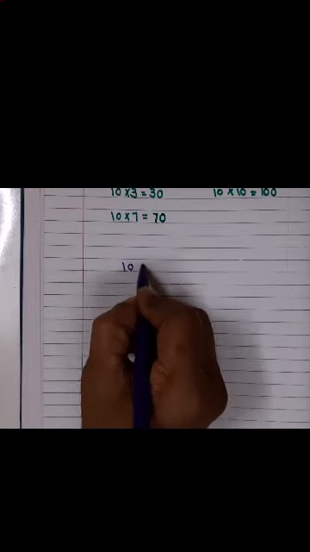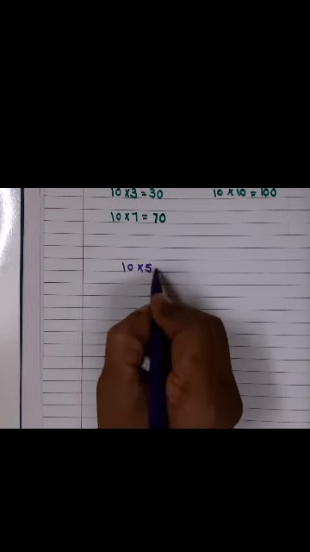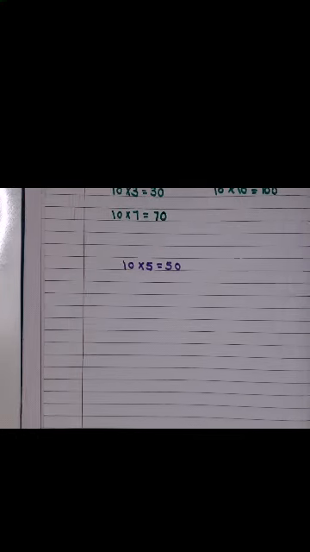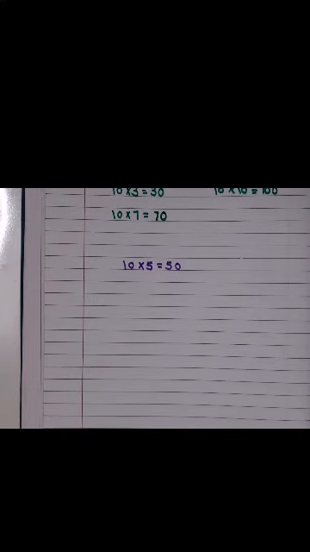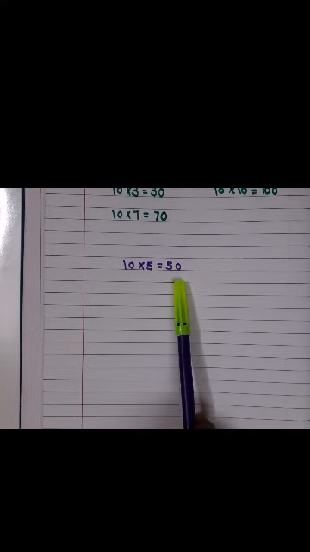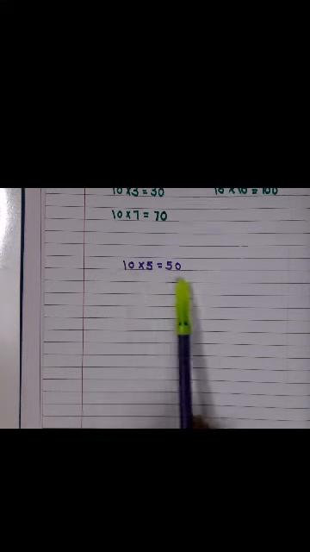Let me take 10 into 5. Okay, what's the answer? 10 5s are 50. Right? What did I say? When a number is multiplied by 10, its value is increased 10 times. So 10 into 5 is 50. So it is increased 10 times.